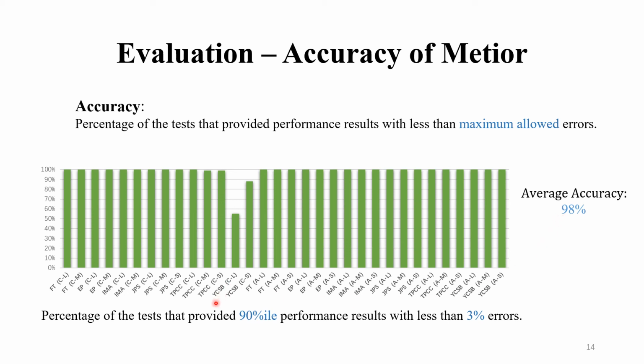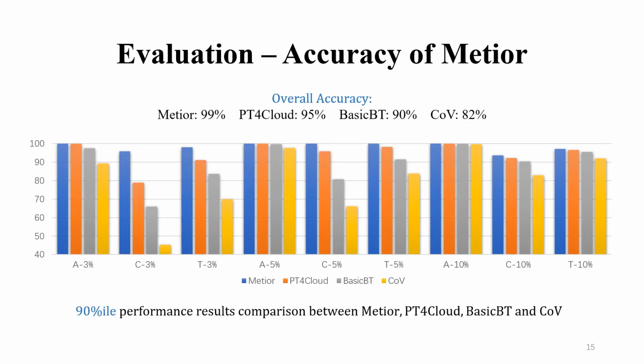The worst case for Mateer is probably the YCSB benchmark on Chameleon Large. Only 50% of the test runs can provide results with less than 3% errors. However, even for this application, the maximum error is only around 4%, which means Mateer is still very accurate. In our paper, we also evaluate using mean performance. In addition to using 3% as the maximum allowed error, we also use 5% and 10% as the maximum allowed error. We can see from the graph there are also 90th percentile performance as the target single point estimate.